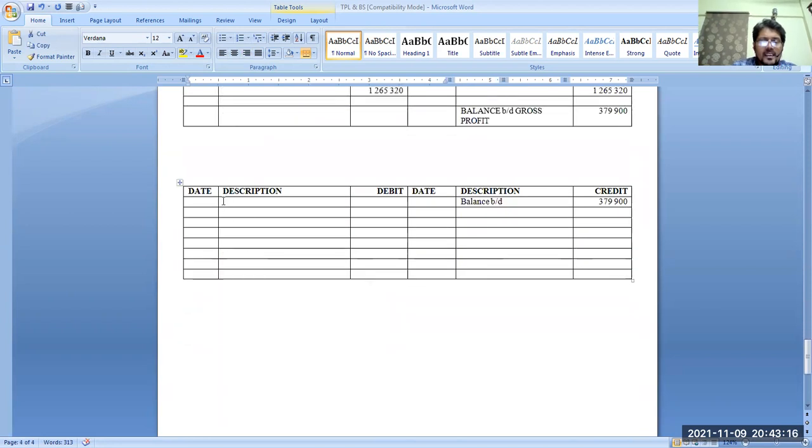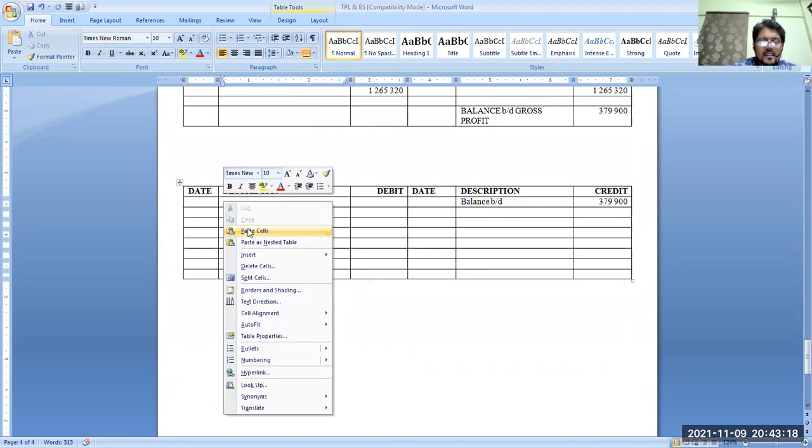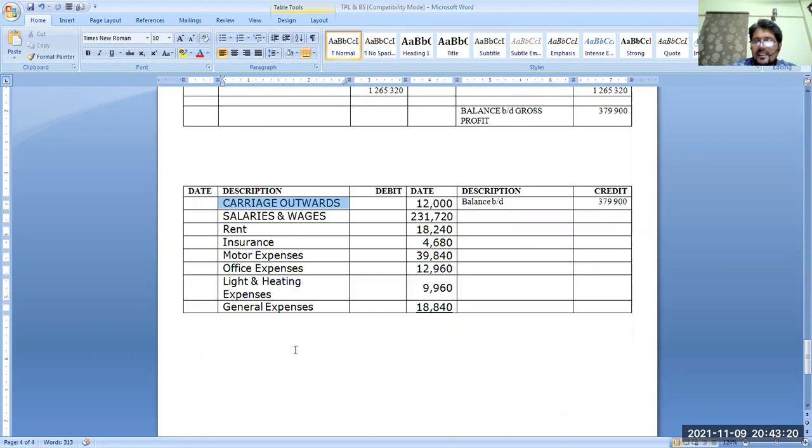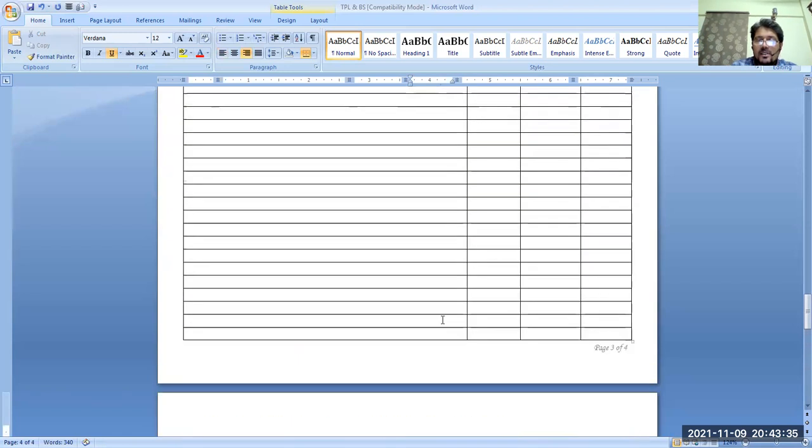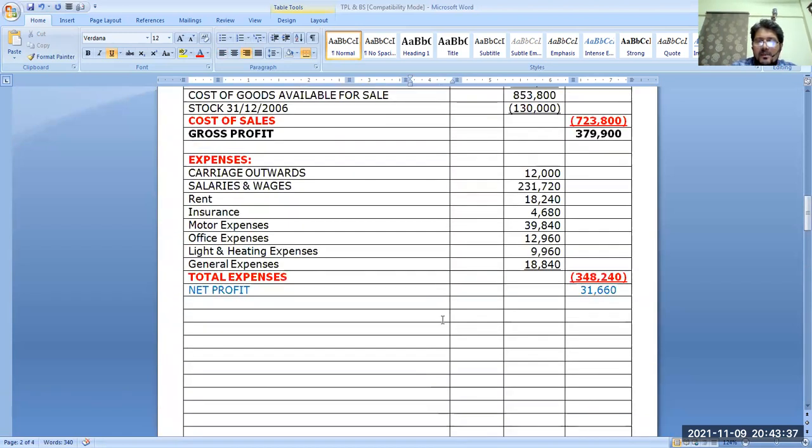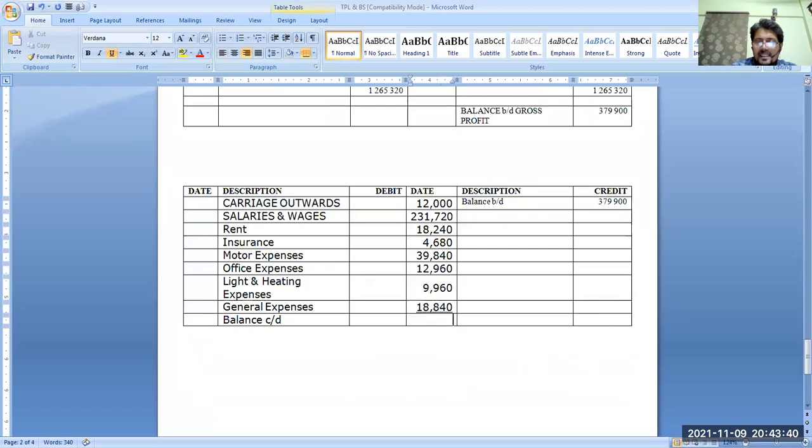Getting my point? And the difference here, the balance carried down, is your net profit. So what is the amount of net profit? The net profit is 31,660. This is how we made it in the T account. Getting my point clear? This is your net profit.